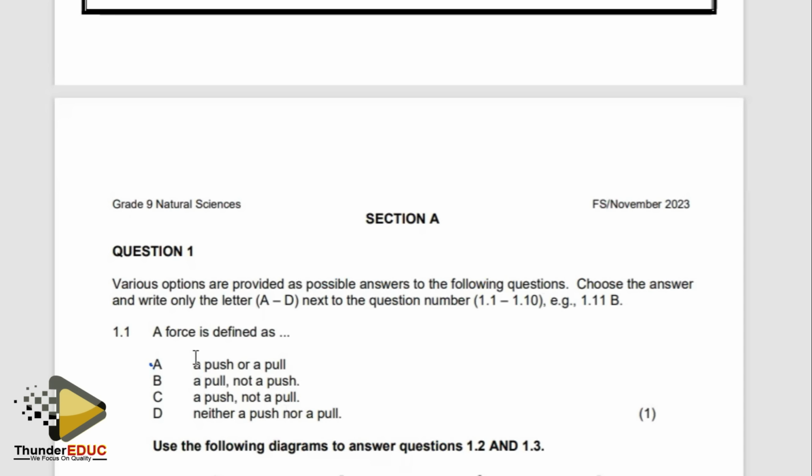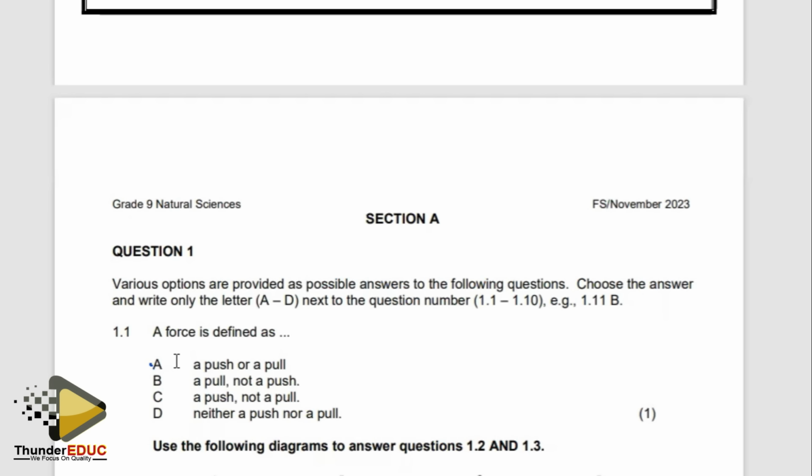Various options are provided as possible answers to the following question. Choose the answer and write only the letter A to D next to the question number 1.1 up to 1.10, e.g. 1.1B. Right, let's move on to question 1.